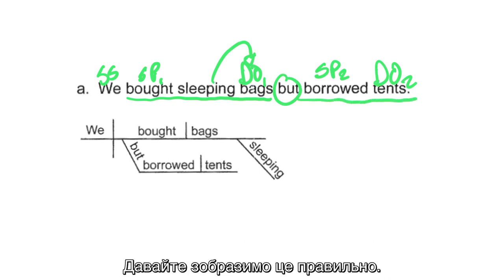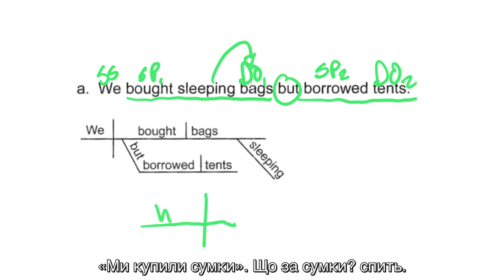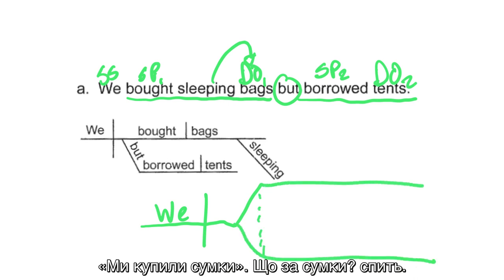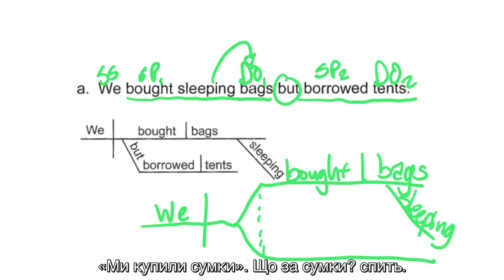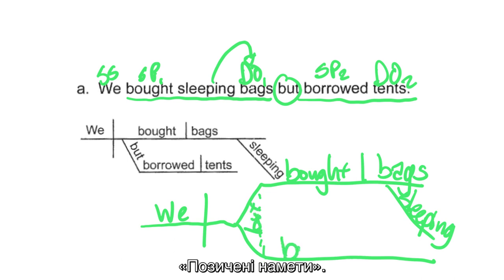Let's go ahead and diagram this correctly. We, bought, bags. What kind of bags? Sleeping. Borrowed. Tents.